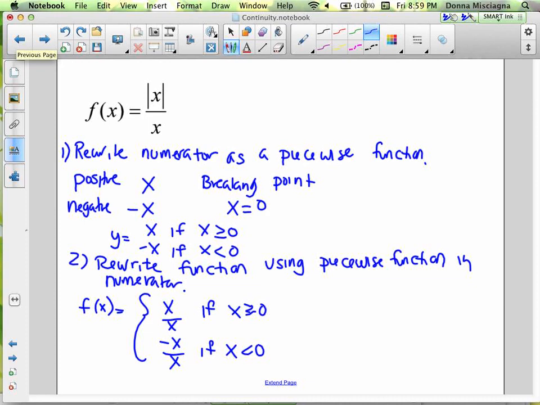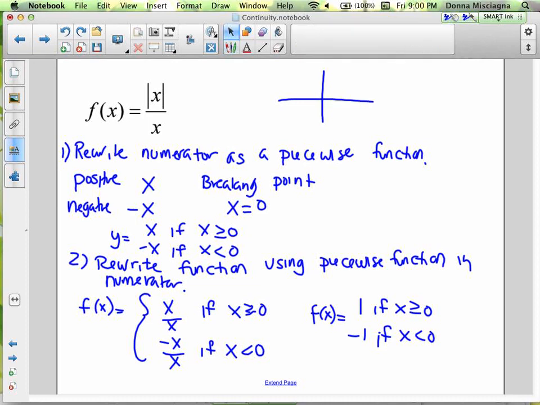All right, so what if we reduced? So f of x equals 1 if x is greater than or equal to 0, and negative 1 if x is less than 0. All right, so we literally have this. Our piecewise function looks like this. So here's that side of the graph, right? There's the positive side of the graph, the x greater than or equal to 0. And then on the other side, on the negative side, we have this, right?